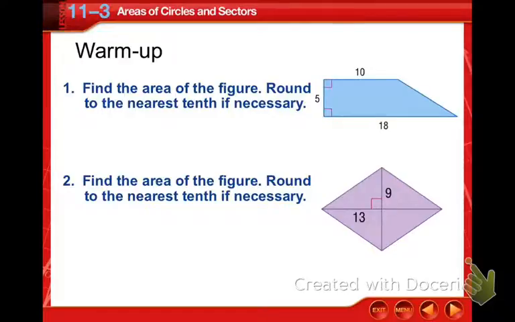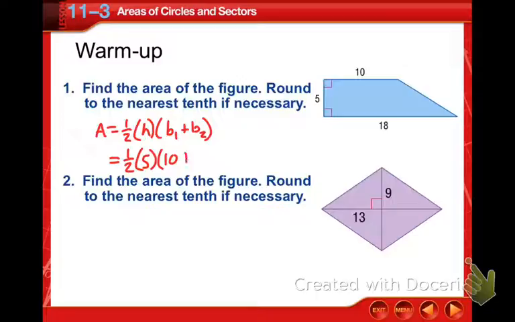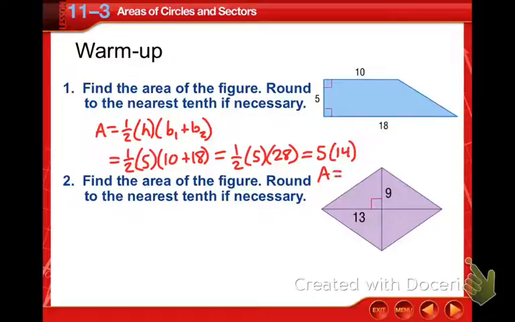So all we have to do is use our formula. Area is equal to 1/2 times the height times base 1 plus base 2. So that's 1/2. Our height is 5 times our base of 10 plus our base of 18. When you multiply all that out, we get 1/2 times 5 times 28. And now we can multiply 5 times 14, which is 70.